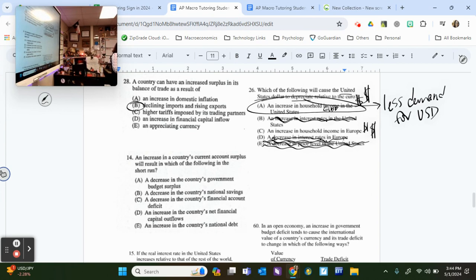Okay, number 14. An increase in the country's current account. Remember the current account, financial account?